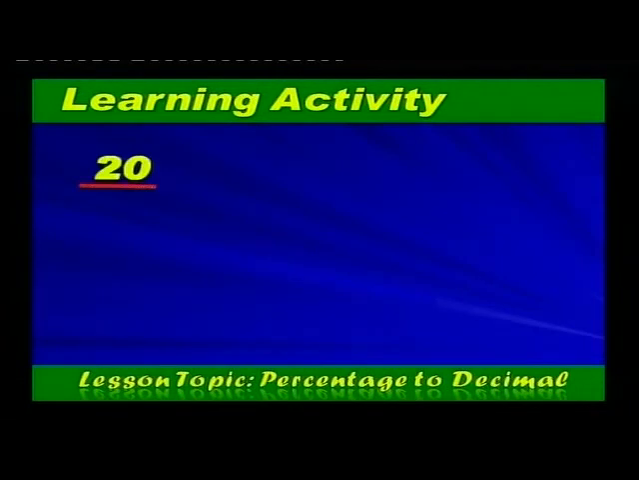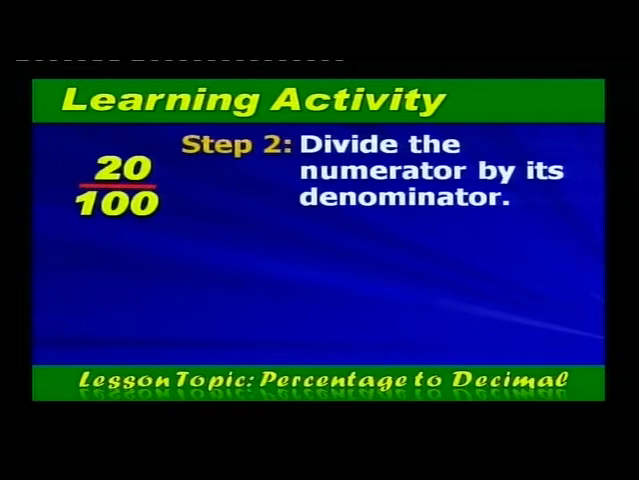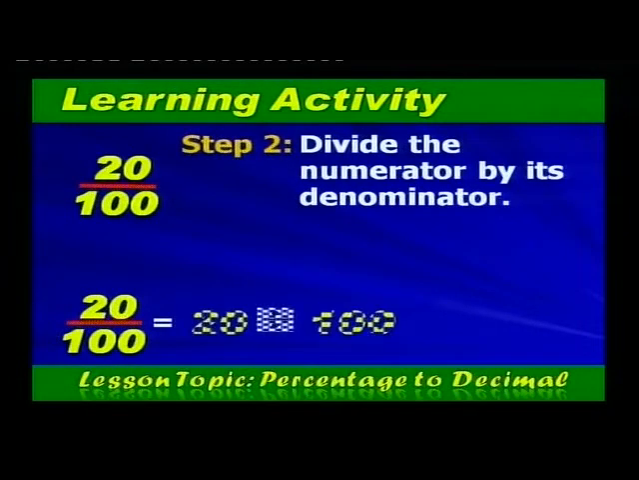Okay, the percentage there, over 100. Step number 2, divide the numerator by its denominator. This is what you should have done or you will be doing in your exercises. 20 divided by 100. Having in mind, we are moving our decimal point how many places to the left? 2 places to the left. So look at the activity very carefully, how the decimal point will be moved.